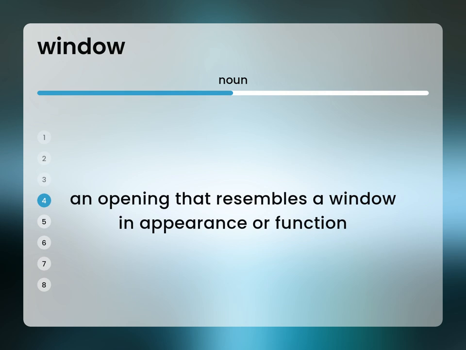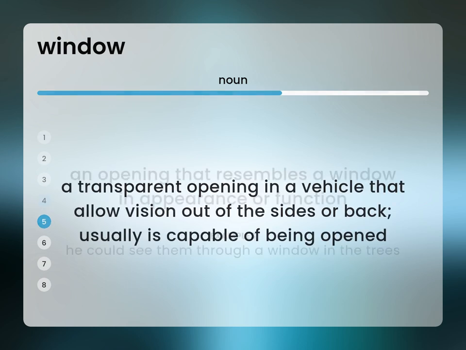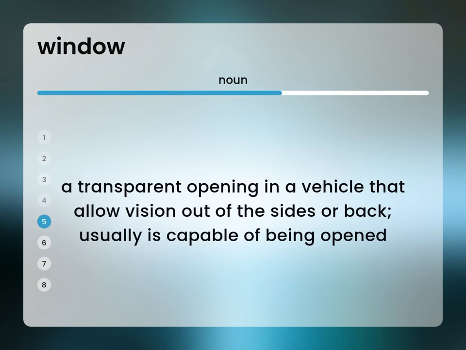An opening that resembles a window in appearance or function. He could see them through a window in the trees. A transparent opening in a vehicle that allow vision out of the sides or back. Usually is capable of being opened.